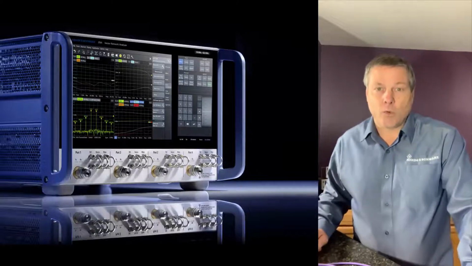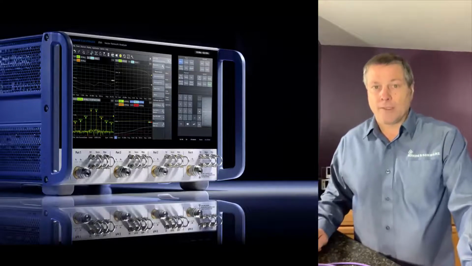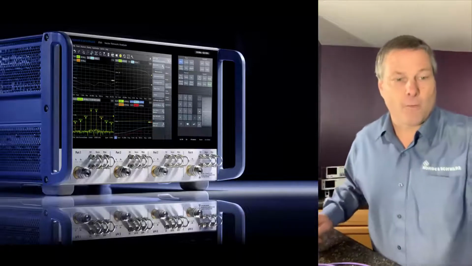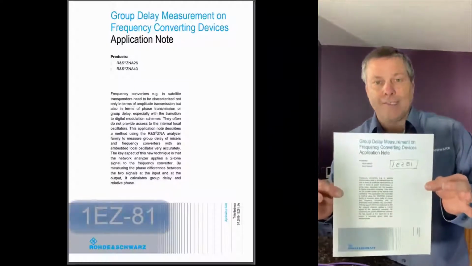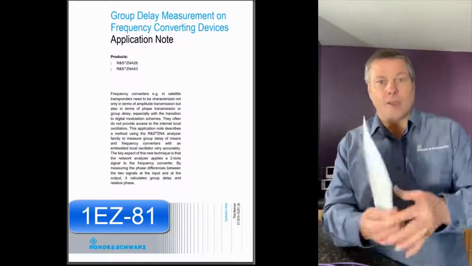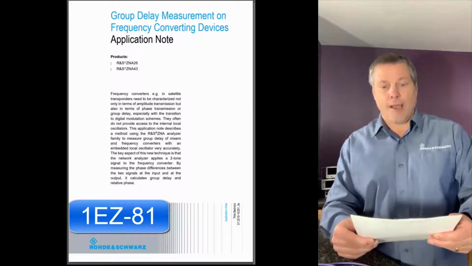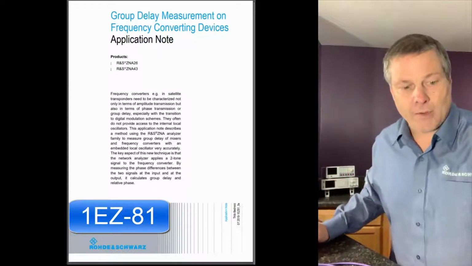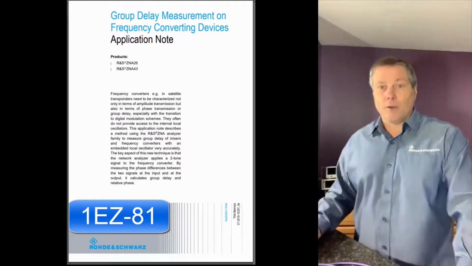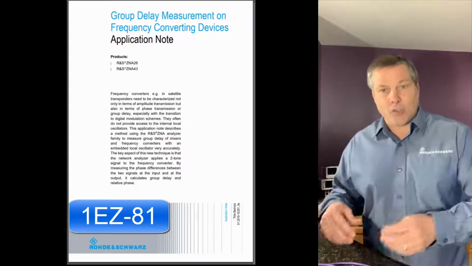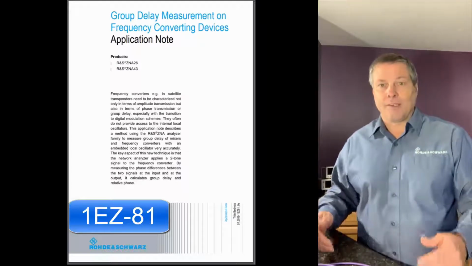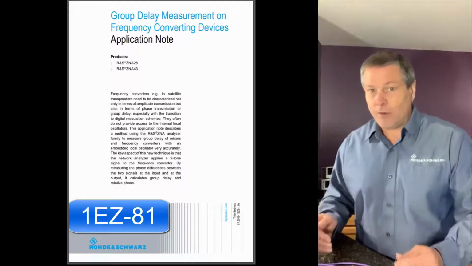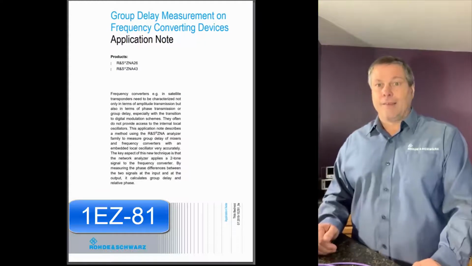This is our two-tone technique for making group delay measurements on frequency converting devices. For more information on that option, please refer to application note 1EZ81. This application note covers everything you want to know about option K9 in making group delay measurements. But in this series of videos, I'm going through the optimizations one by one on the different parameters that we can modify in order to make the measurement as accurate as possible. Each video has its own idea, and okay, let's go.